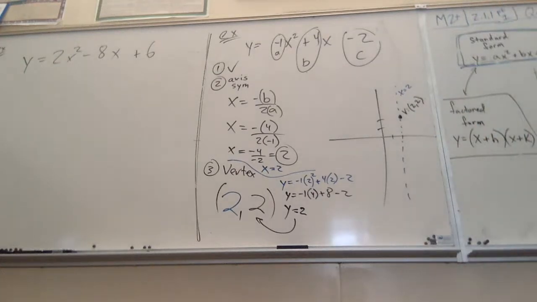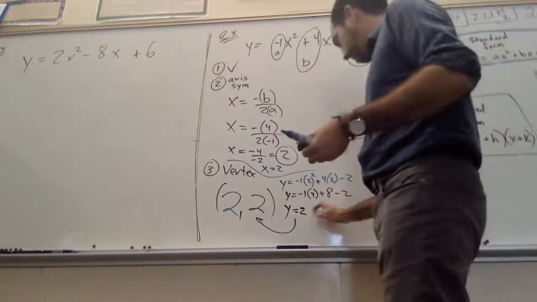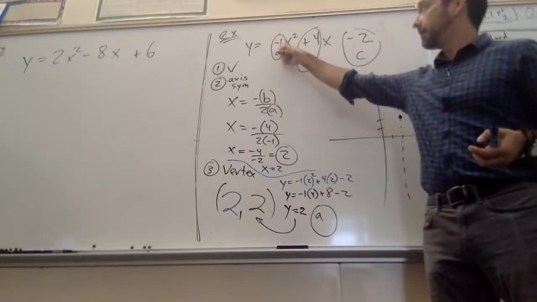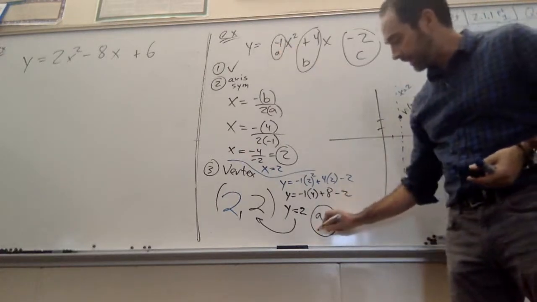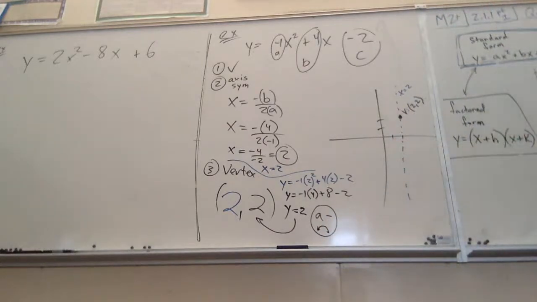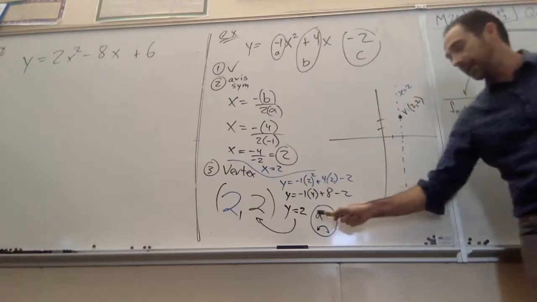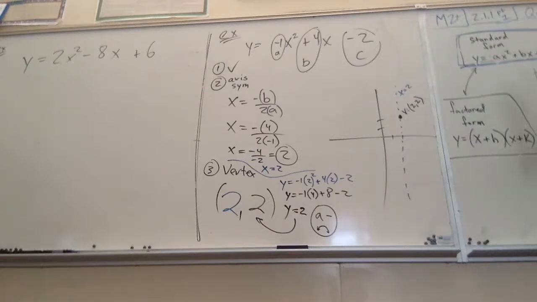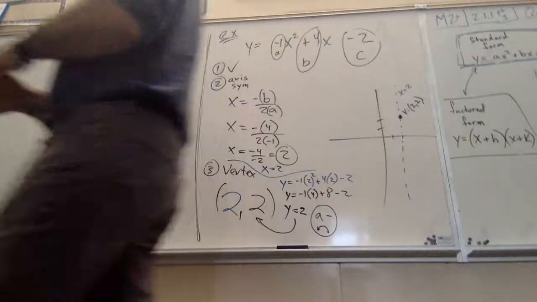Now, here's the thing. These happy face, sad face help us know if it opens up or opens down. Look at that problem and tell me, happy face or sad face? A is negative, so it's sad. You may say it's kind of a silly way to remember it, but you'll remember that after we do it a few times for the rest of your life. Because A is negative, it faces down, sad face. When A is positive, it opens up, happy face. Easy.